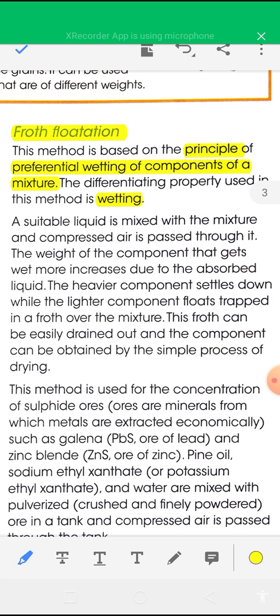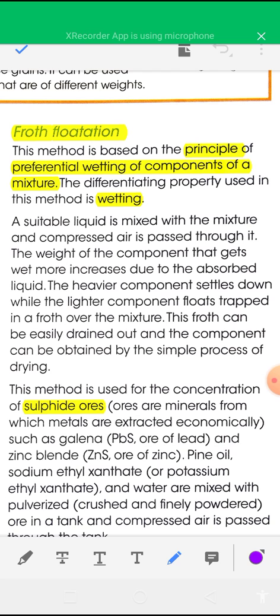And this method is applicable for concentration of sulfide ore. For concentration of sulfide ore, the detailed description of this method is not required.